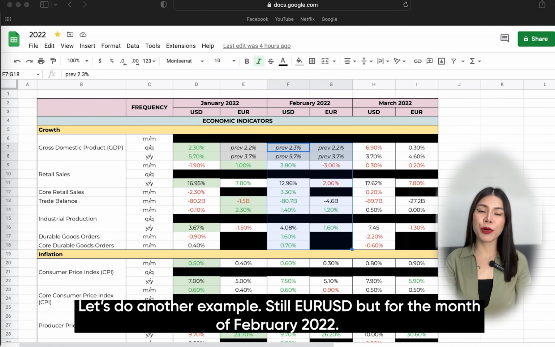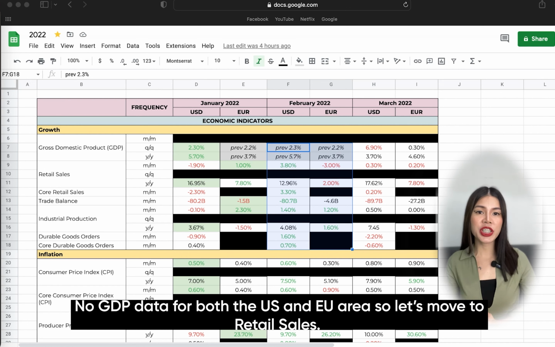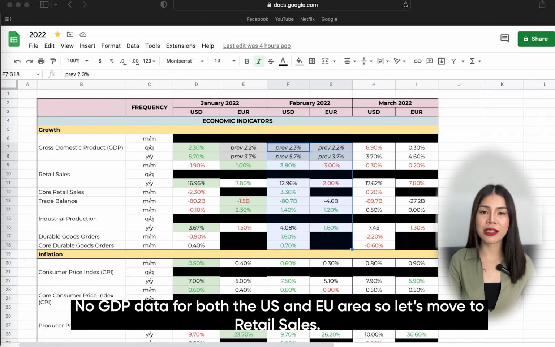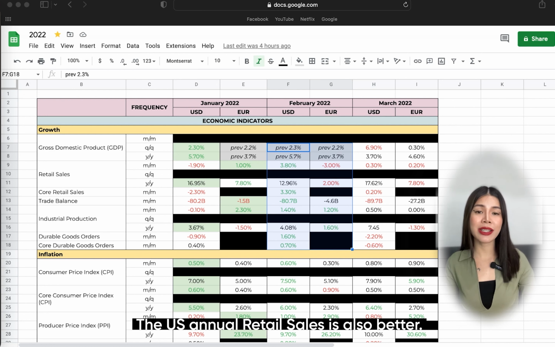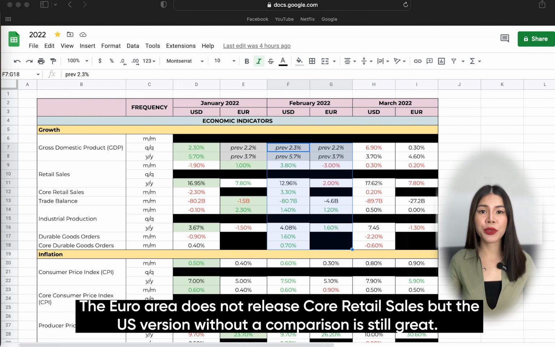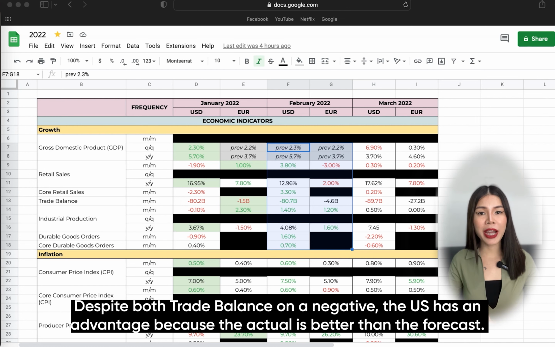Let's do another example. Still Euro USD but for the month of February 2022. No GDP data for both the US and EU area, so let's move to retail sales. The US 3.8% is clearly better than EU's negative 3%. The US annual retail sales is also better. The Euro area does not release core retail sales, but the US version without a comparison is still great. Despite both trade balances being negative, the US has an advantage because the actual is better than the forecast.